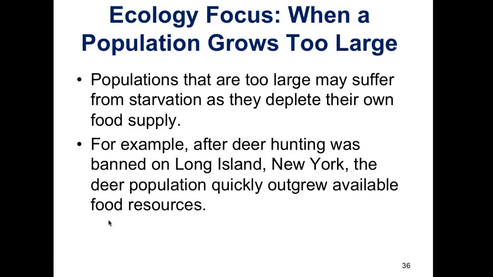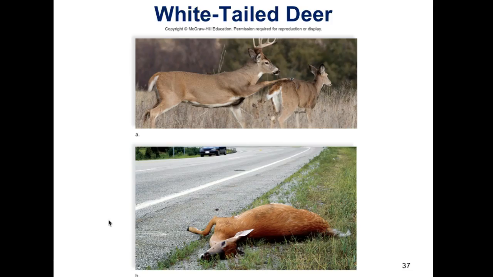So ultimately, populations that are too large may suffer from starvation as they deplete their own food supply. For example, after deer hunting was banned in Long Island, New York, the deer population quickly outgrew the available food resources.